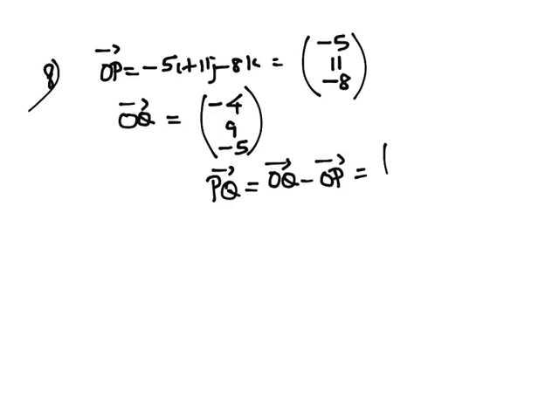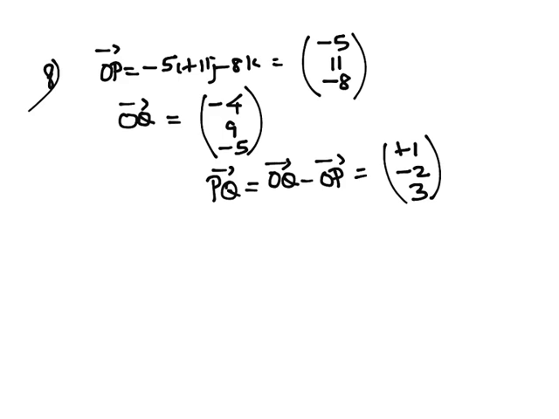So which means you'll get minus 4 plus 5, which is 1, 9 minus 11, which is minus 2, minus 5 plus 8, which is 3. I'm sorry, minus 4 minus minus 5, right? So you'll get 1, minus 2 and plus 3.